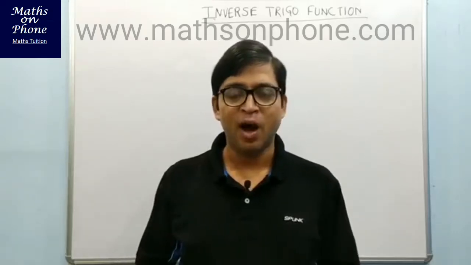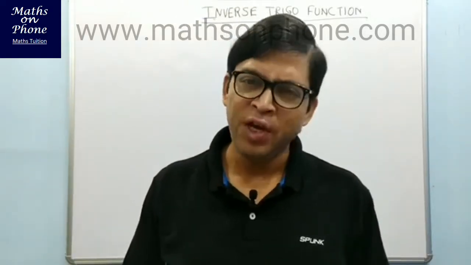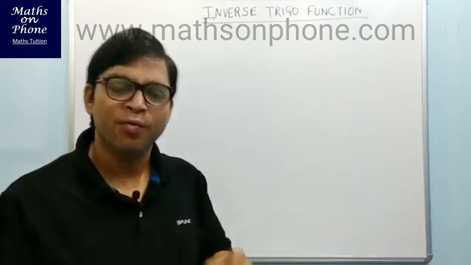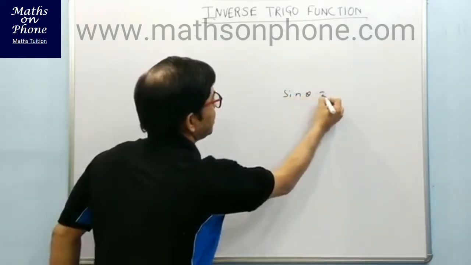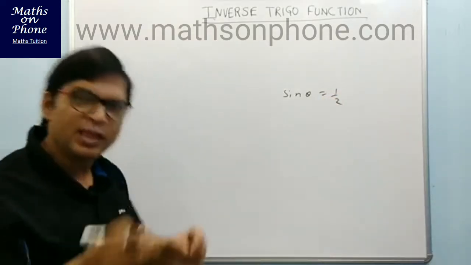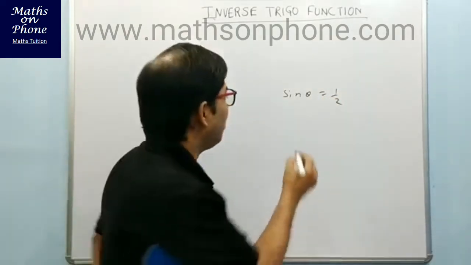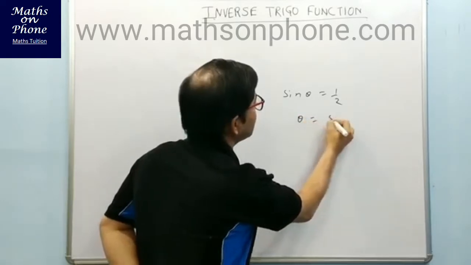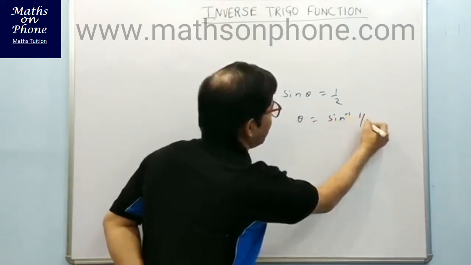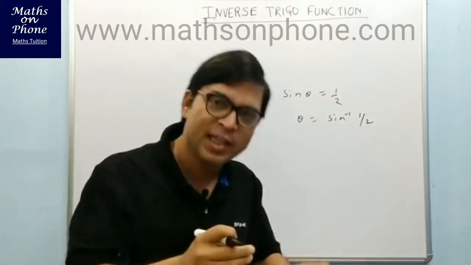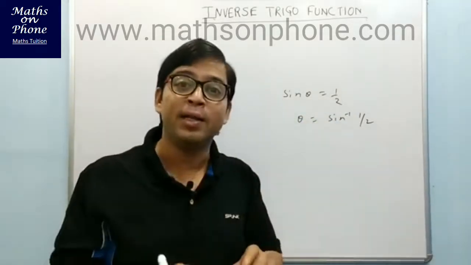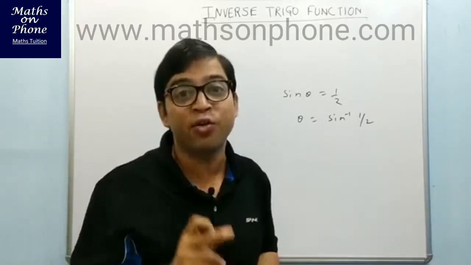Hello friends, now we will start inverse trigo function, also known as inverse circular function. We encounter this term when sometimes we see sine theta is equal to 1 by 2. Then the concept of inverse starts. What we write? Theta is equal to sine inverse 1 by 2. You firstly encounter that. It can be root 3 by 2, it can be 1, anything. At that moment, the concept of inverse is introduced to you.